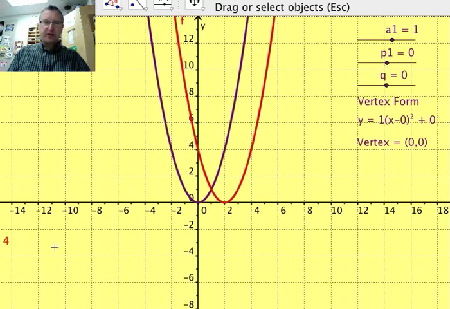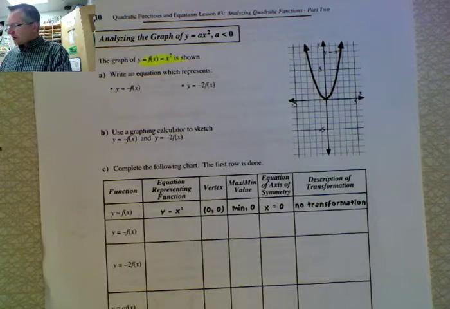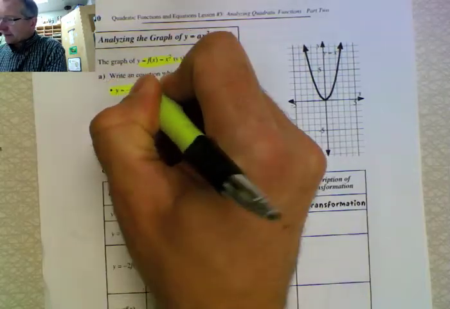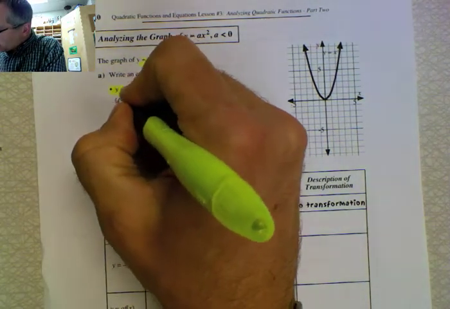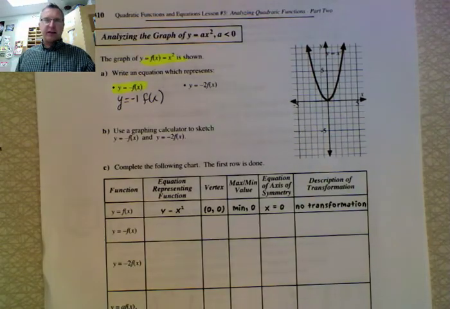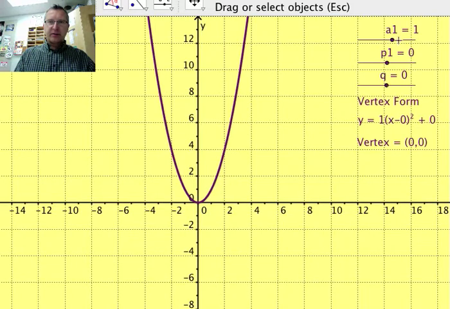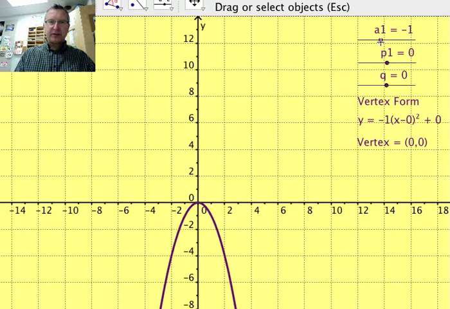So that purple graph is y equals x squared. I'm going to turn the red graph off. So now, if we look at our notes, it says, what happens in this situation if we make y equal -1 f of x? That's what that negative in front represents. So if we go back to our grid here, and I make this -1, what do you notice?